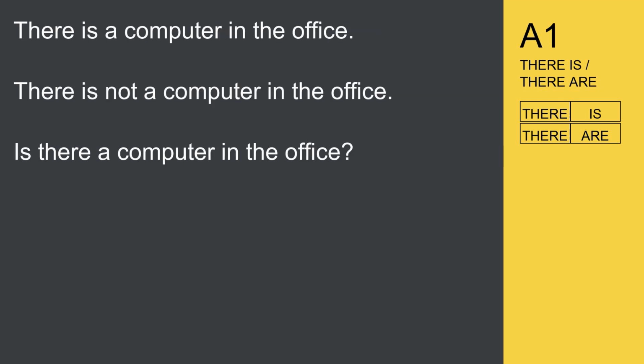There is a computer in the office. There is not a computer in the office. Is there a computer in the office?